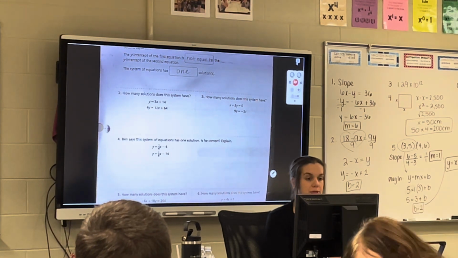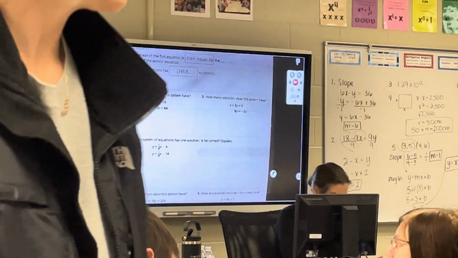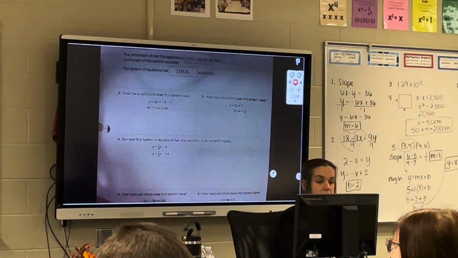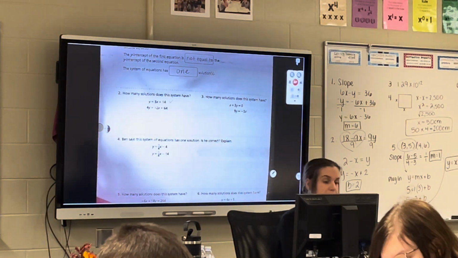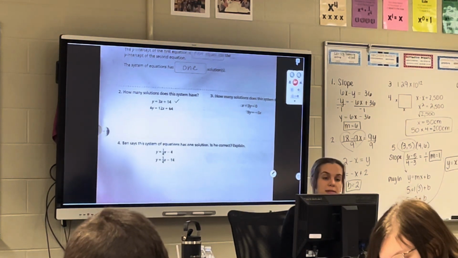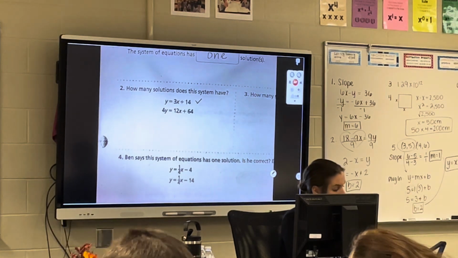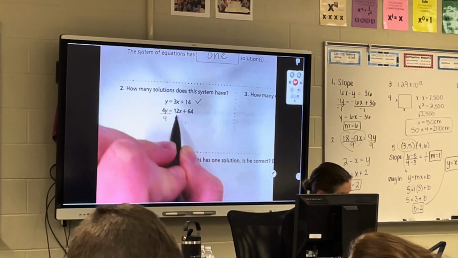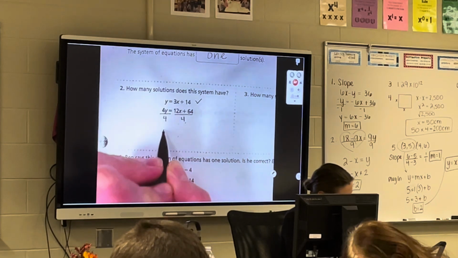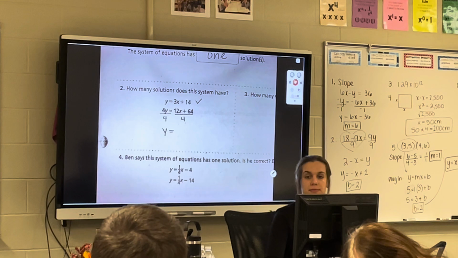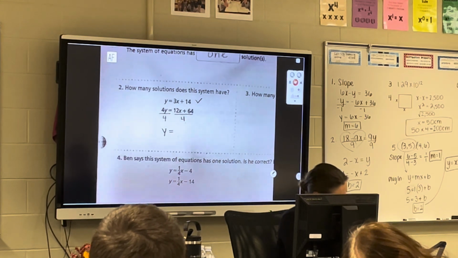So let's try number 2. The first one, y is already by itself, so that one's ready to go. This next one, we need to get y by itself. Xander, how do I do that? Divide both sides by 4. Alright, Zach, what do I get when I divide both sides by 4? Y equals 3x plus 16.